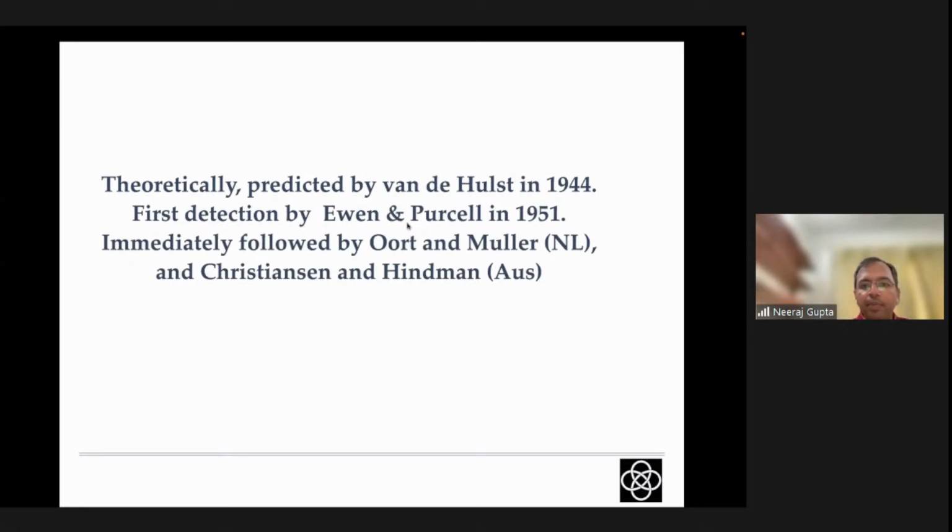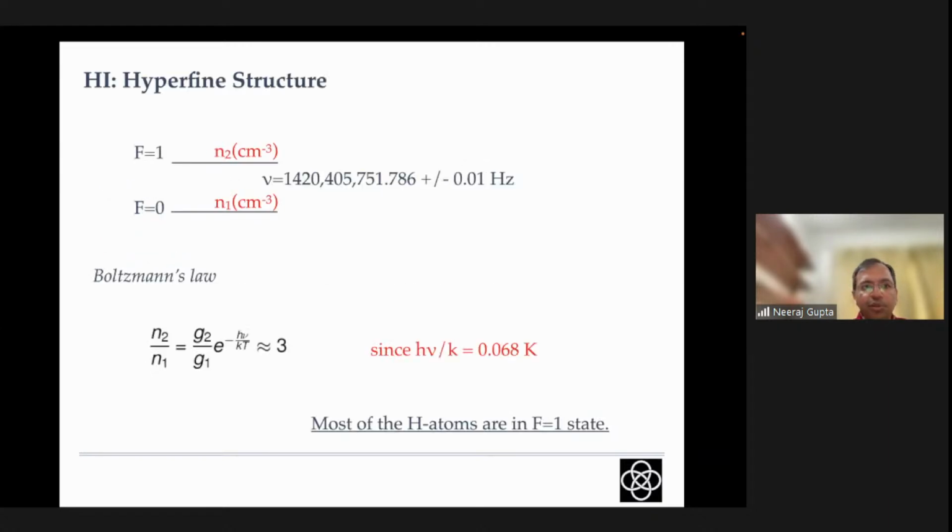As soon as it was predicted in 1944, a set of experiments were carried out in the USA, by Ewen and Purcell. Then Oort and Muller carried out a similar experiment in the Netherlands. Not experiment, I should call them observations. They set up some of the first telescopes designed to detect neutral hydrogen from our galaxy, and Christiansen and Hindman in Australia. These three groups, within a year of each other, made the first detection of neutral hydrogen from our galaxy. That was a very major milestone.